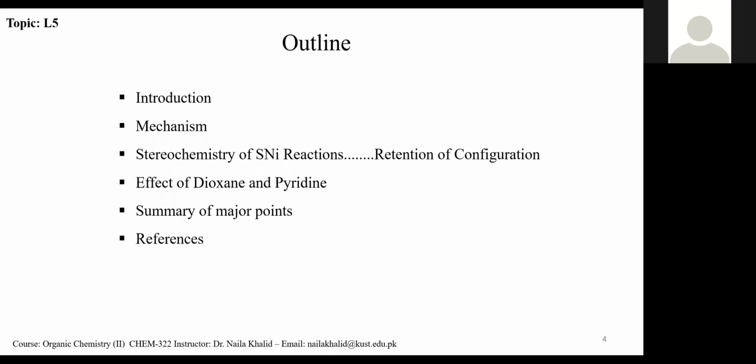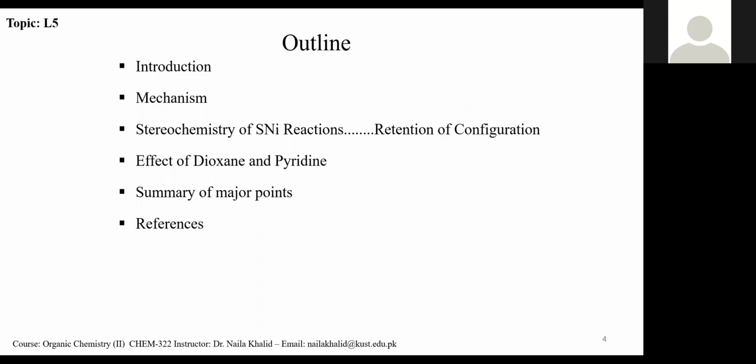So here is the outline of our lecture. We will discuss what the different types of SNi reactions are, what their mechanism is, how you can suggest their mechanism, and what the stereochemistry of the SNi reactions is. Especially here, you will see retention of configuration take place. No racemization, no inversion, but only retention of configuration takes place.